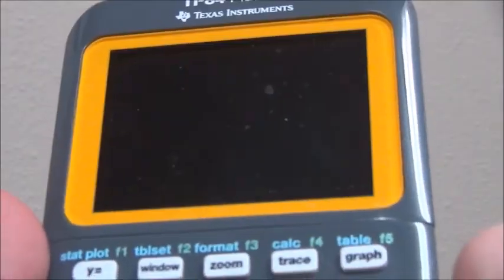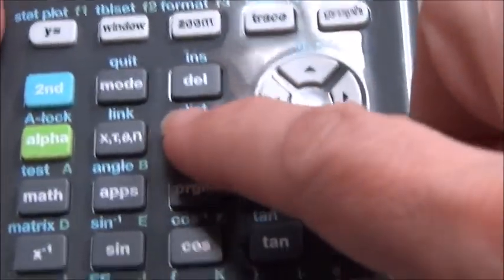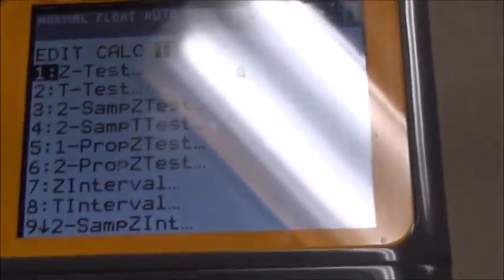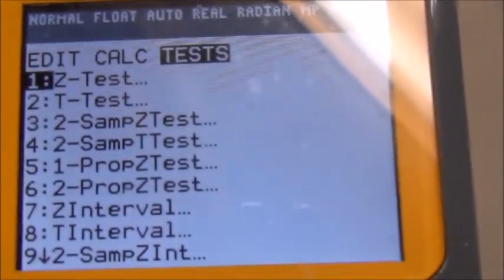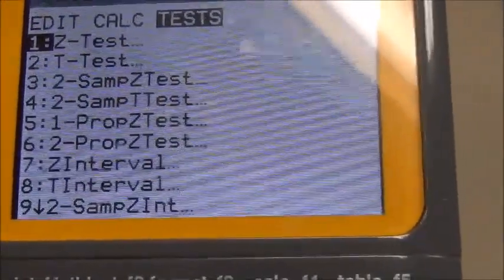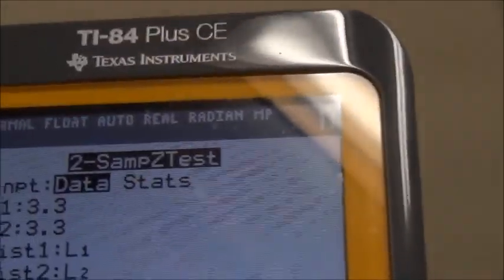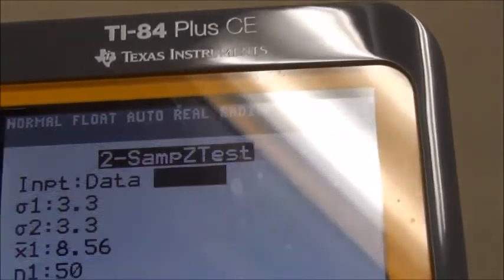So in this case, we again are just going to do our stat button. So I'm going to go to stat. Oops, got to turn my calculator on. Stat. Cursor over to tests. And again, we're going to do number 3, which is our 2-sample z-test. So I'm going to press number 3. This time, instead of doing the data, we're going to do the stats. So I'm going to cursor over and hit enter on stats so that stats is blinking.